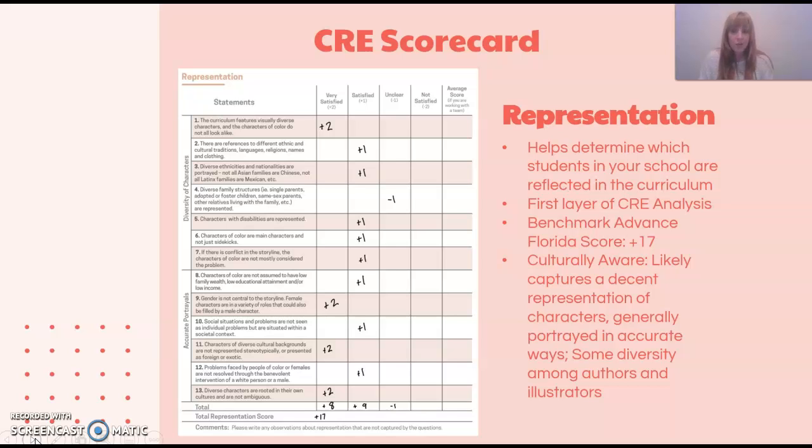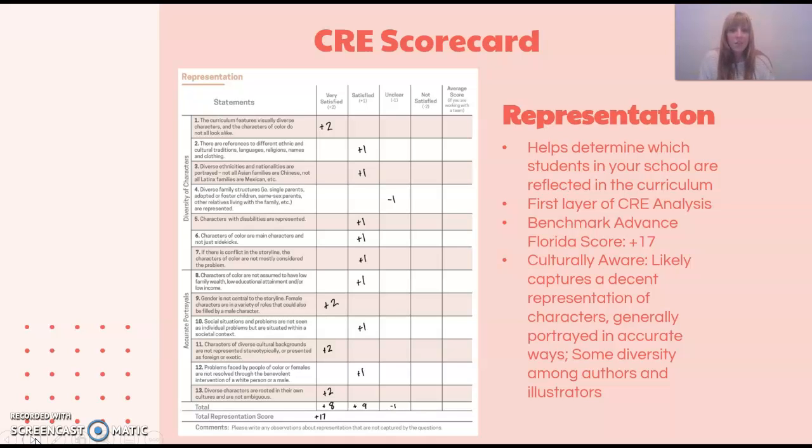One of the things that I thought was really cool is that they actually put in there that there is a story about a girl with Down syndrome. So it does have characters with disabilities represented within. Although that is only one story, I feel that they could add a little bit more stories.